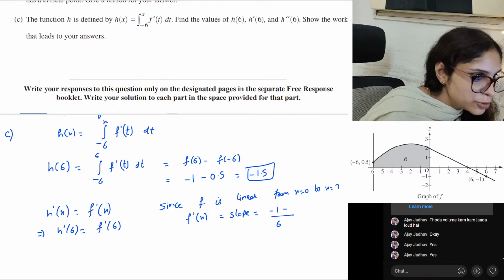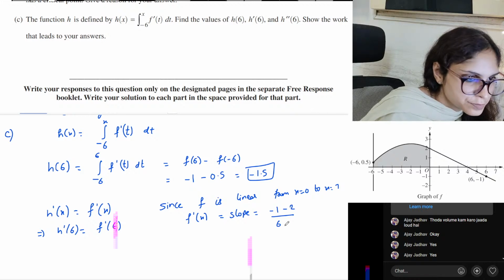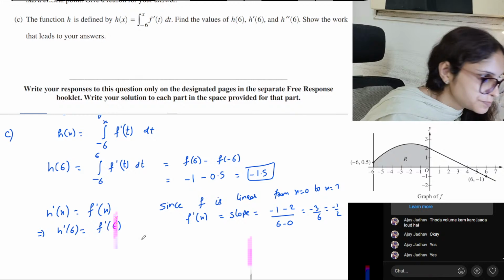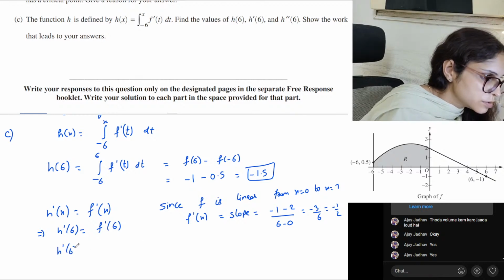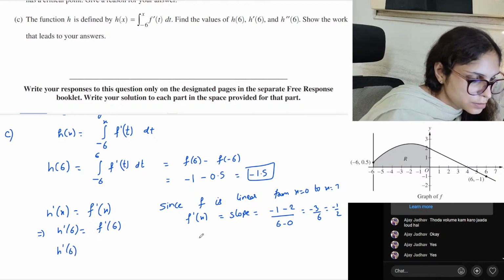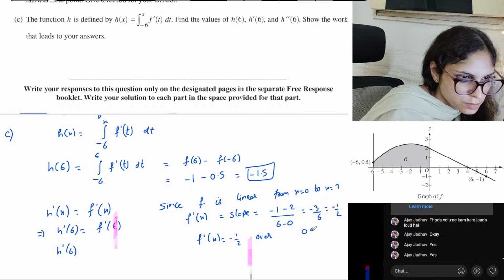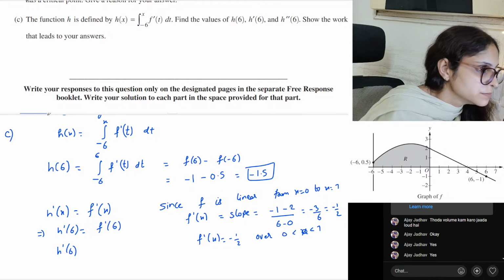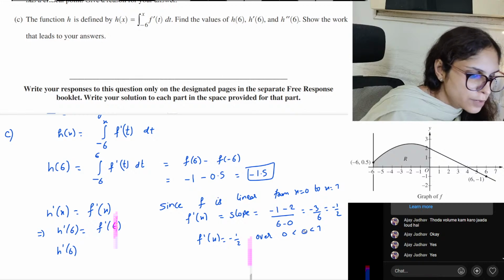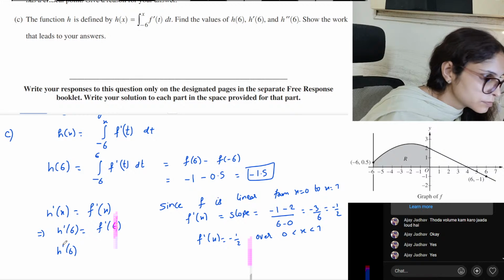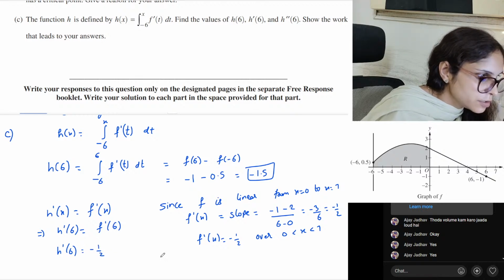And at 0, the value is 2. So -3 over 6, that is -1/2. So f derivative of x is equal to -1/2 over 0 to 7. I will also show you one more method. This is -1/2.